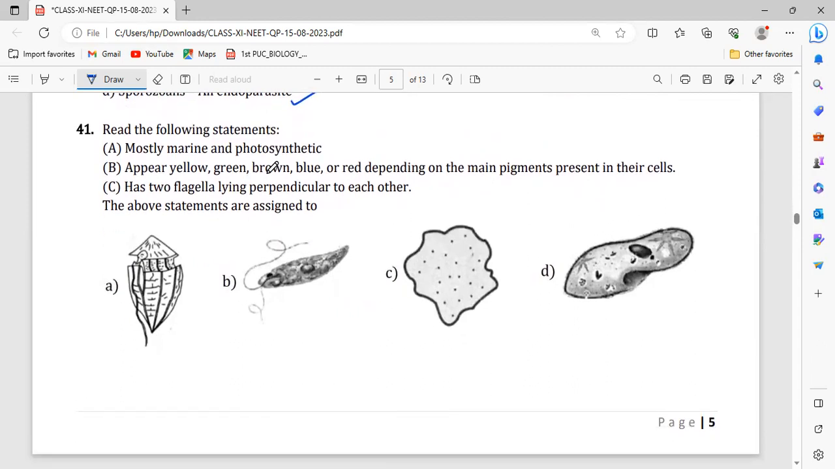Then read the following statements. The above statements are assigned to which group? First let us see which group they belong to. Mostly marine and photosynthetic, appear in different colors depending on the main pigment present in their cell, has two flagella lying perpendicular to each other. All these characters belong to dinoflagellates. Now the diagrams are given, so let's try to identify them. The first one is Gonyaulax.